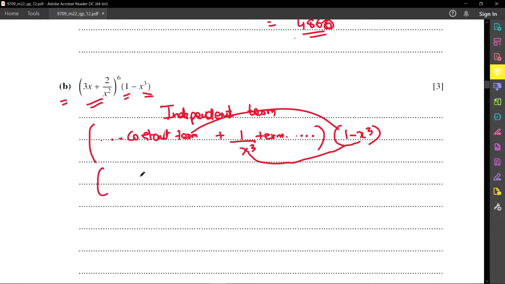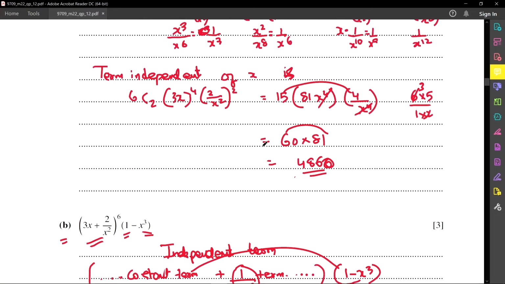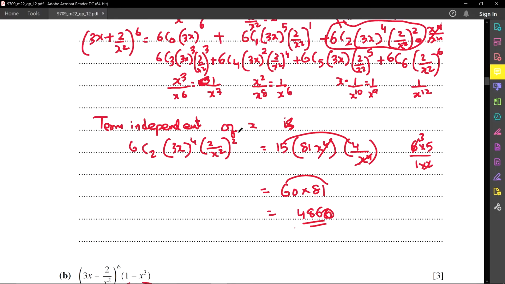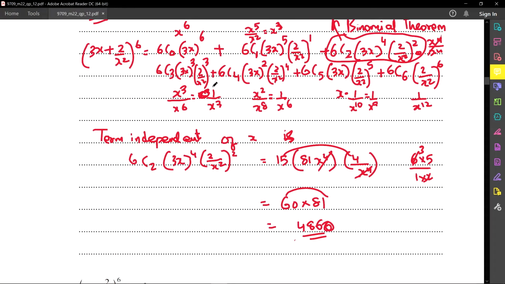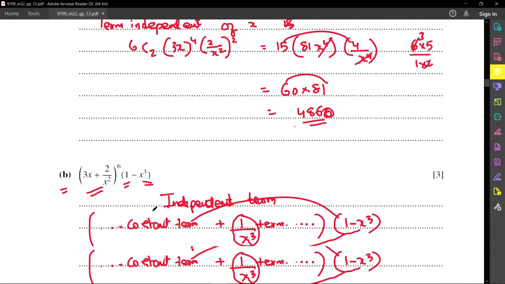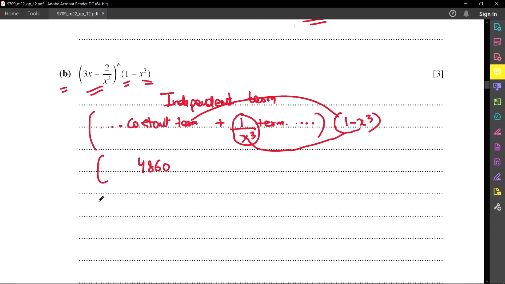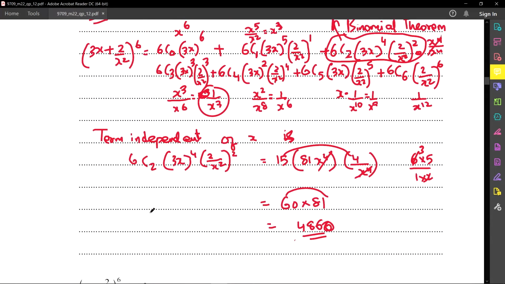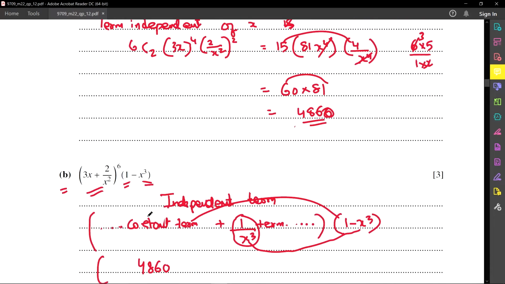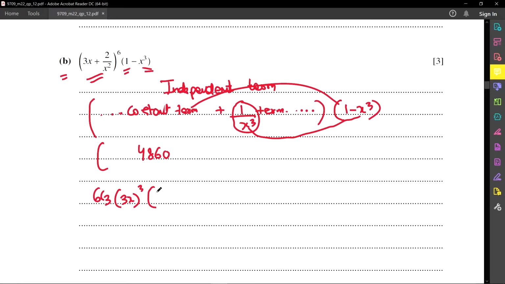We already got the independent term of x, which is 4860. Now we need the 1 by x cube term. Let's have a look at the previous part. Where is 1 by x cube? Here it is. 6c3 (3x) whole power 3 into (2 by x square) whole cube.